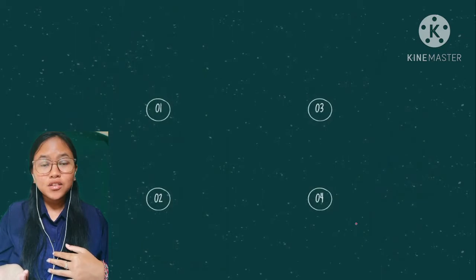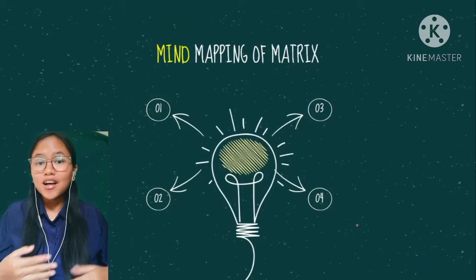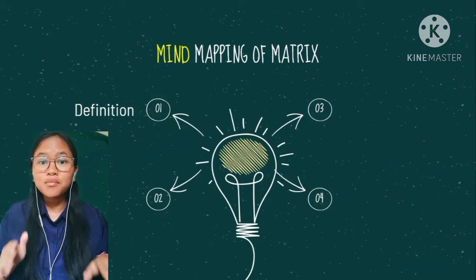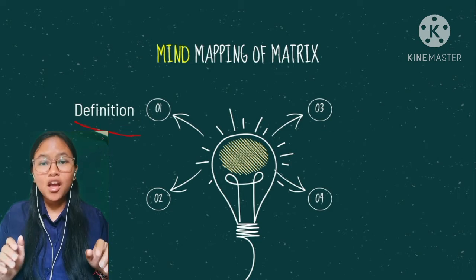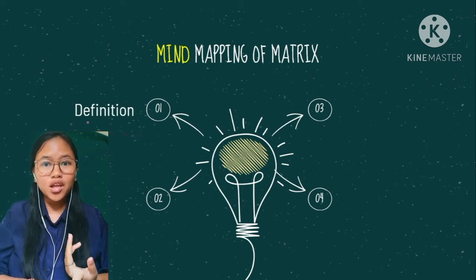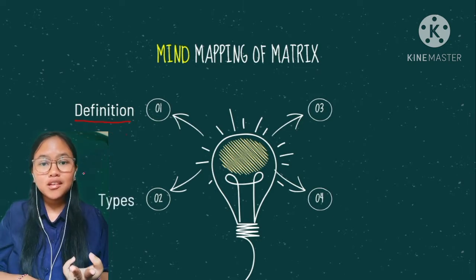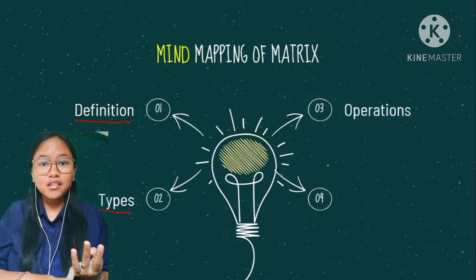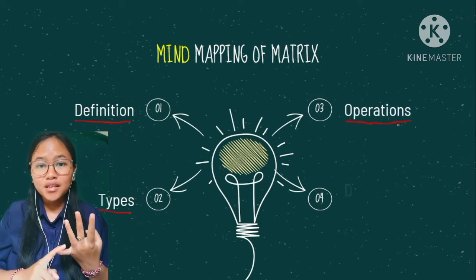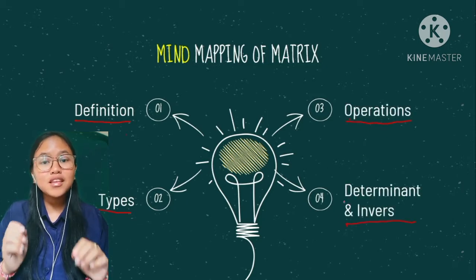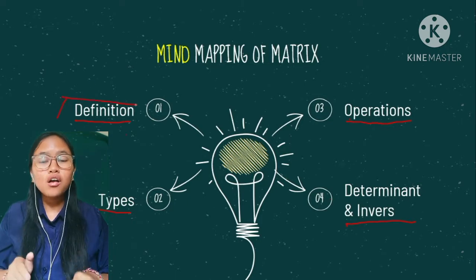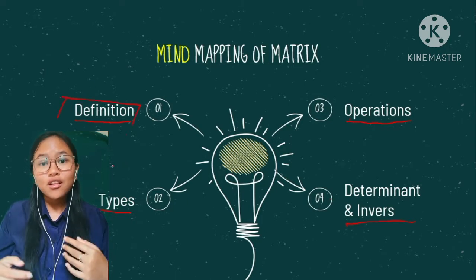Okay, so let's start with mind mapping. As you can see on the screen, there is a mind map of matrices. When you want to learn matrices, you must know the definition of a matrix, the types of matrices, separation, determinant, and inverse of a matrix. But in this video, our focus is on the definition of matrices, or the basics of matrices. So let's get started.